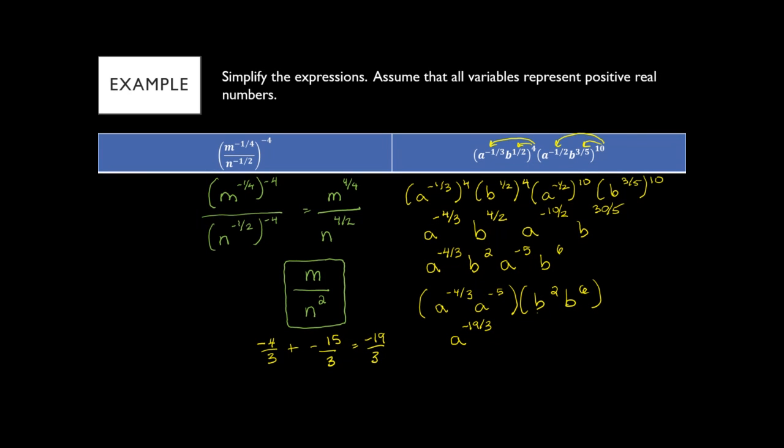And then on the b's, you add those together, 2 plus 6 is 8, so I get b to the 8. And then the last step is I've got this negative exponent, so I need to take the reciprocal so that a to the negative 19/3 is now going to be a fraction. That's going to go at the bottom, and then the exponent is going to become positive. So this will give us b to the 8 over a to the positive 19/3. And if I wanted to do radicals or something like that, I could try to simplify that further, but we'll just leave it like that.